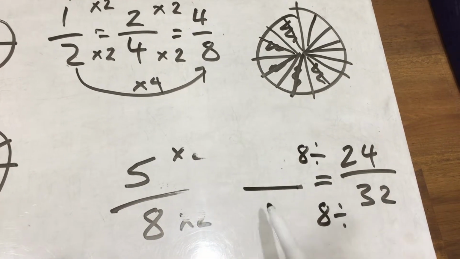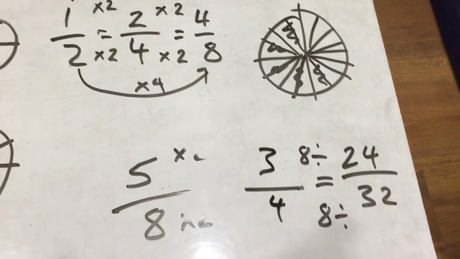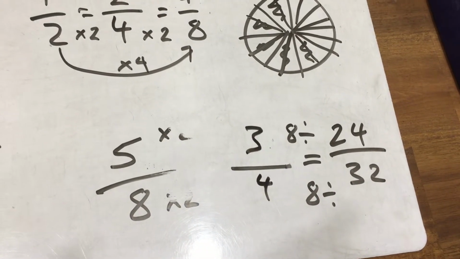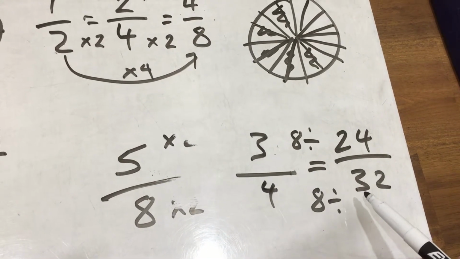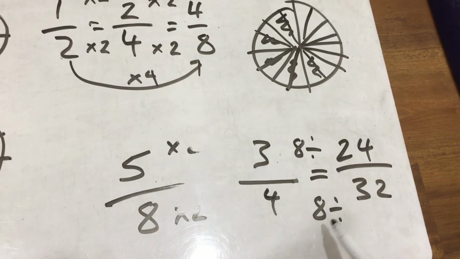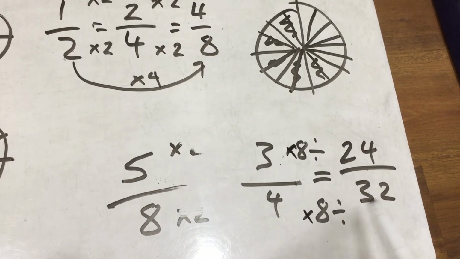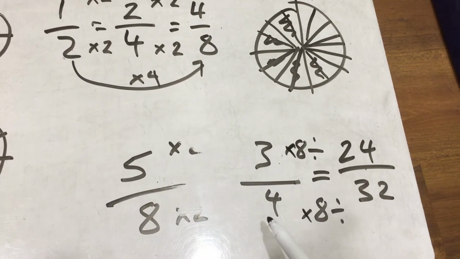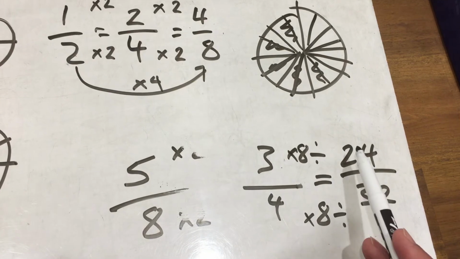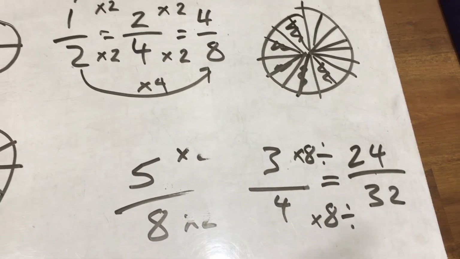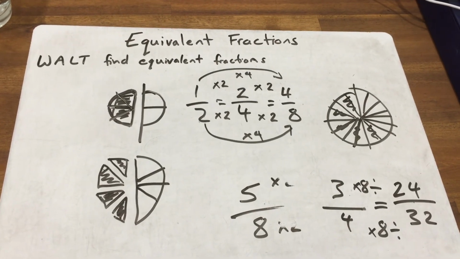So 32 divided by 8 and 24 divided by 8, those are what we just worked out. So 3/4 is the same as 24 over 32. Now if I did the opposite, if I times each of those by 8, I get exactly the same again. Make it bigger, make it smaller. Because they're both even numbers, I could do that. So that's a little quick snapshot on equivalent fractions and how we find equivalent fractions.